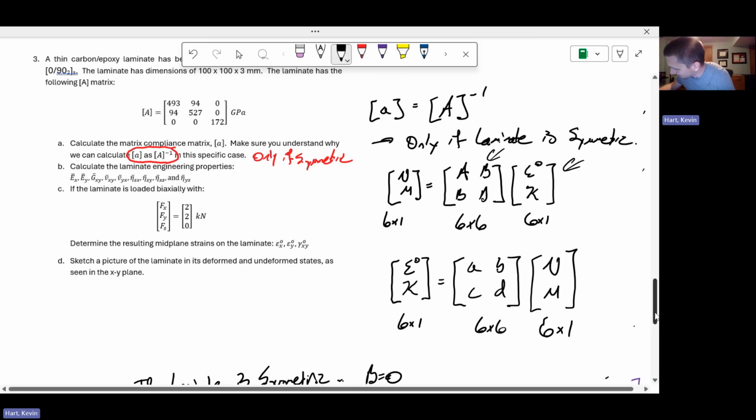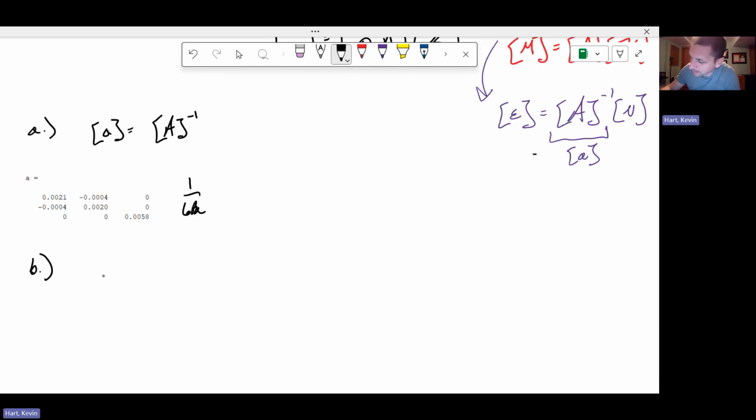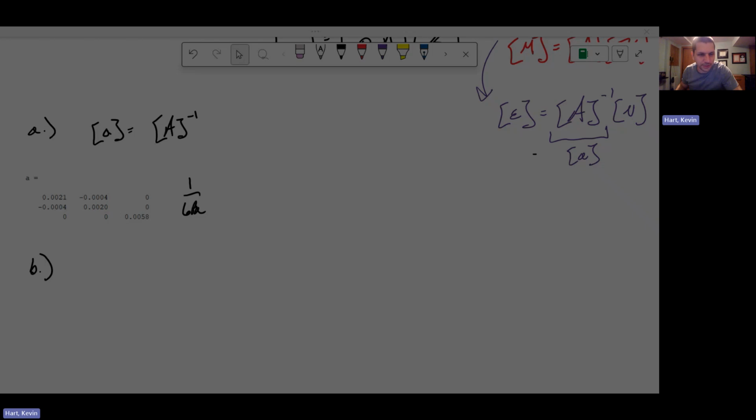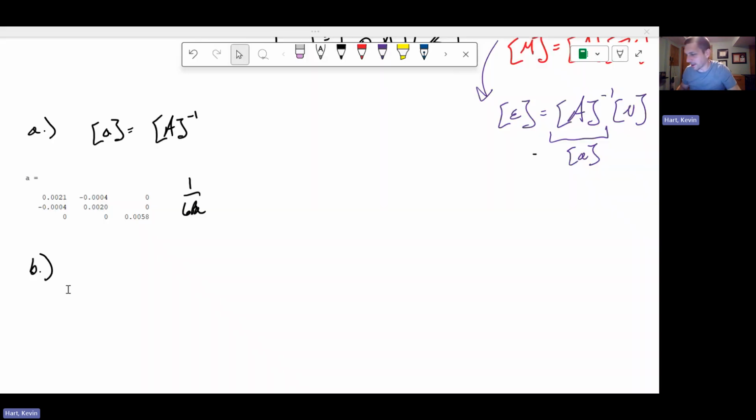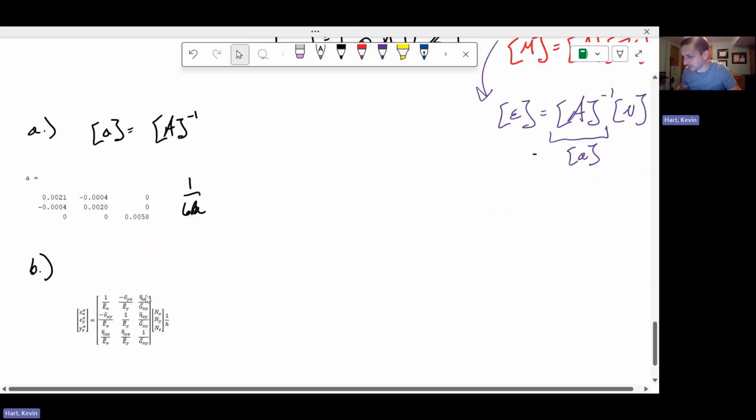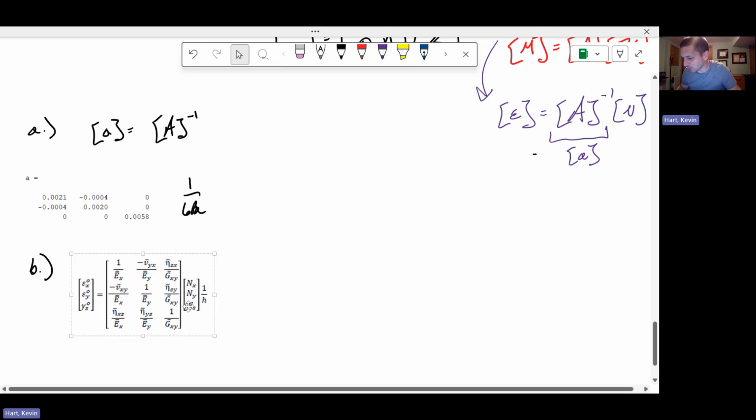You can look for this in the notes yourself if you'd like, but it's also in your equation sheet, so maybe we just pull from the equation sheet. Your equation sheet shows a relationship between strain and load, strain related to load in terms of engineering properties.